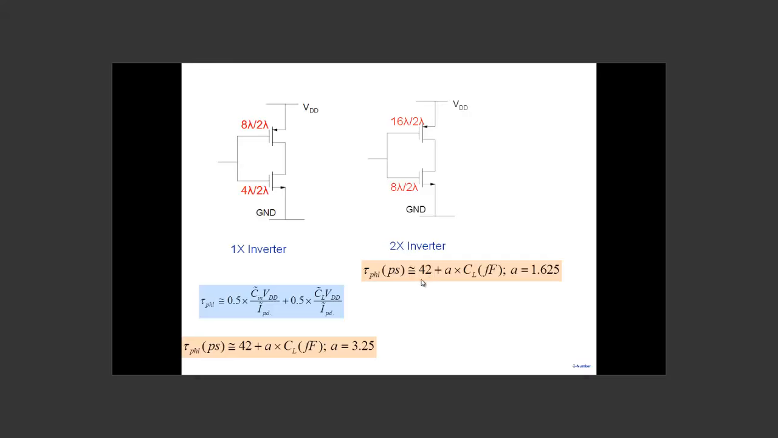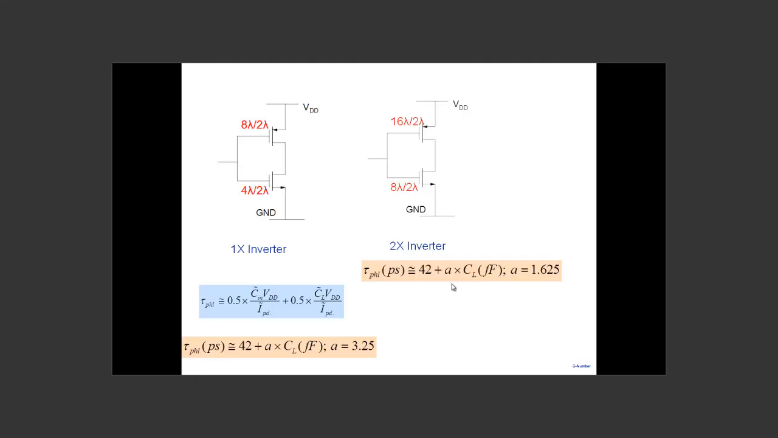It would also be A times CL. But note what has happened to A. A is 1.625. Why is it 1.625? Because note that you have double the size, so the pull down current has become double. So that's why we are saying this inverter has a strength. What do I mean by strength? When I'm saying this inverter is twice as strong as this particular inverter, strong in what sense? Well, its ability to drive the capacitors.